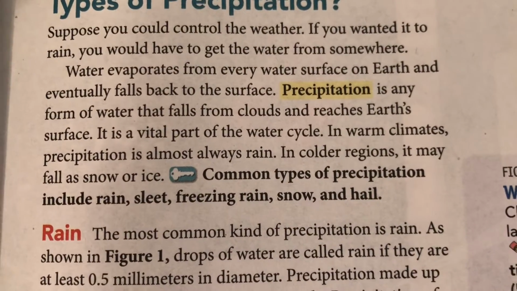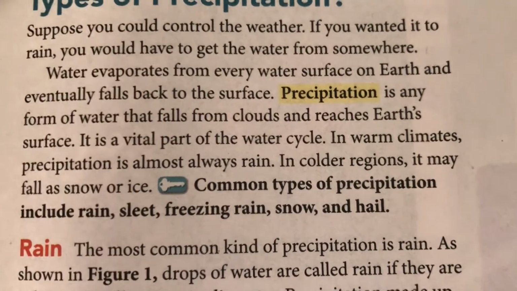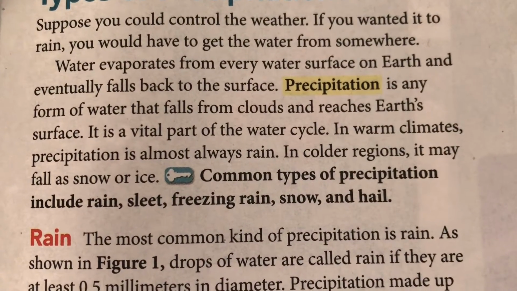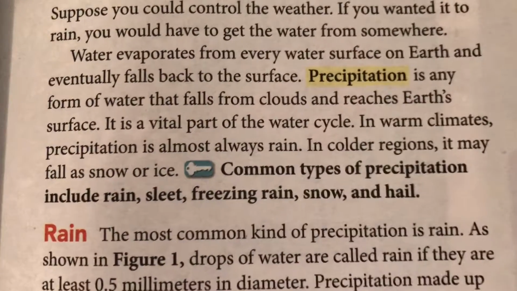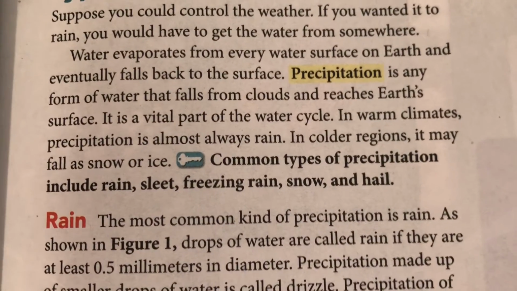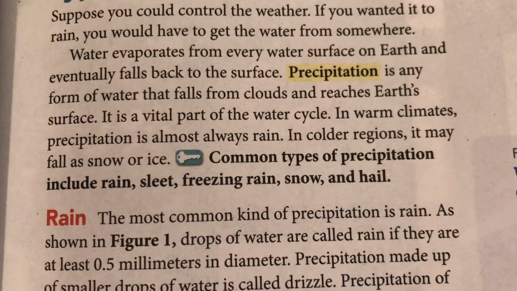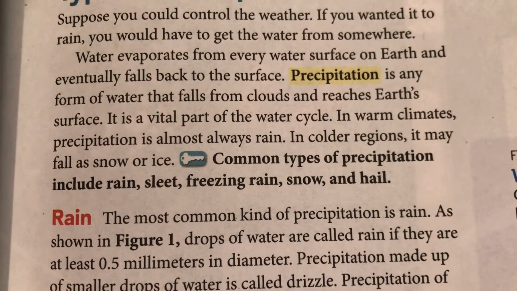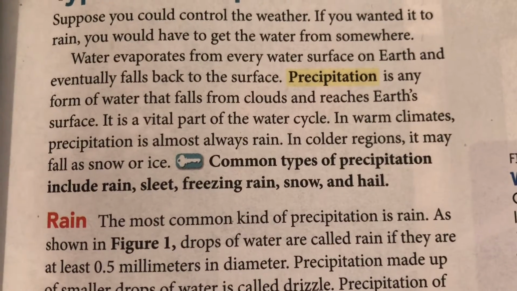Precipitation is any form of water that falls from the clouds and reaches the Earth's surface. It is a vital part of the water cycle. In warm climates, precipitation is almost always rain. In colder regions, it may fall as snow or ice. Common types of precipitation include rain, sleet, freezing rain, snow, and hail.